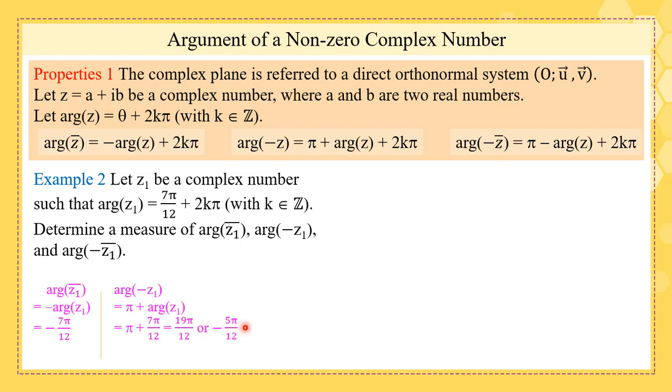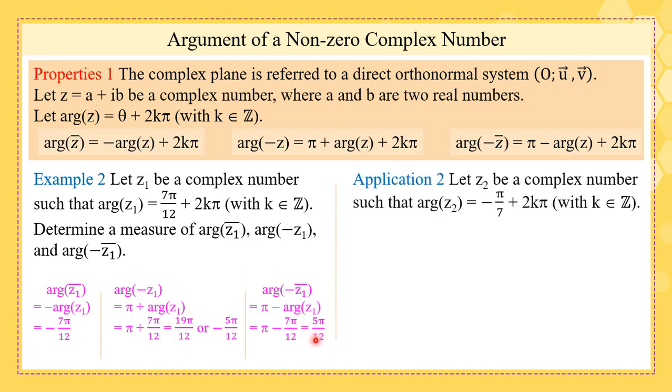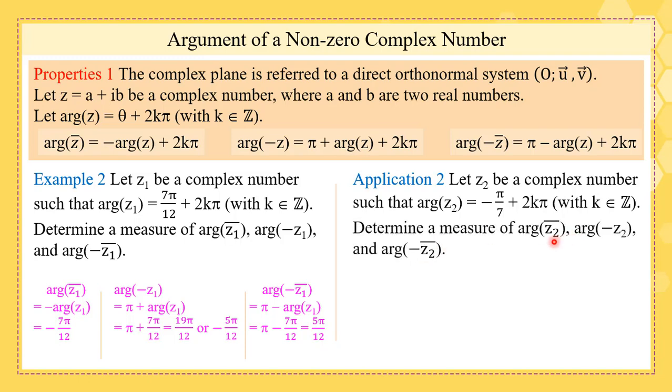And the third case, argument of minus Z1 bar, is the same as this case, so it will be pi minus argument of Z1, so this is pi minus 7 pi over 12, which is 5 pi over 12. Now try to apply, in this case, try to find each of the following arguments.